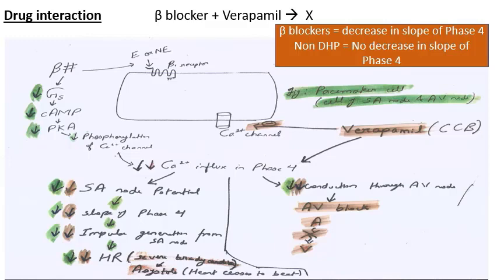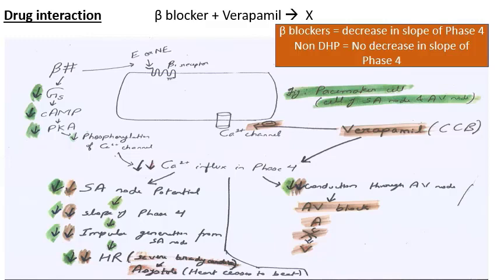Increased calcium influx in phase 4 causes SA node potential that causes slope of phase 4, and as a result impulse generation from SA node occurs. Due to increased impulse generation from SA node, heart rate increases, and that is known as positive chronotropy. This is one consequence of binding of epinephrine or norepinephrine with beta 1 adrenergic receptor. Now what is the other consequence?